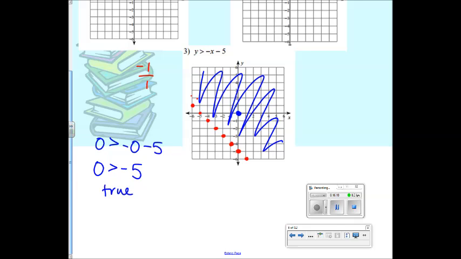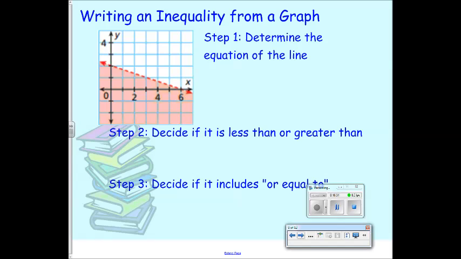Okay? All right, so what do we do if we want to go backwards? What do we do if I tell you, okay, here's my graph. What's the equation? So this dotted line is my equation. I know that I usually write them in y equals mx plus b format. So let's start there. What's the y-intercept? 2, right? Here's my y-intercept at 2.